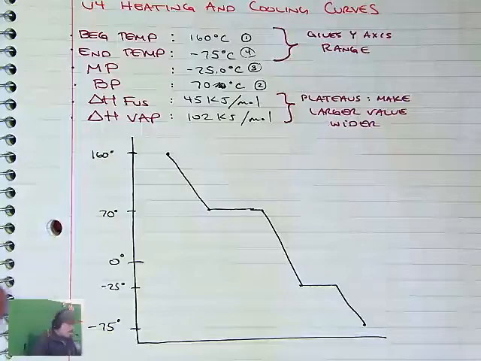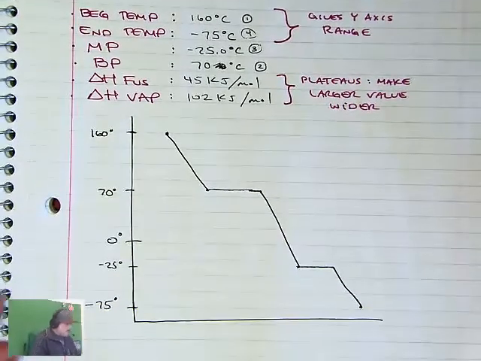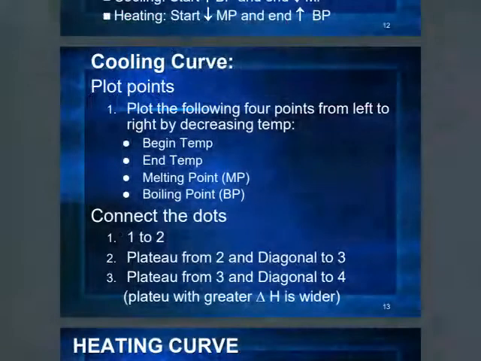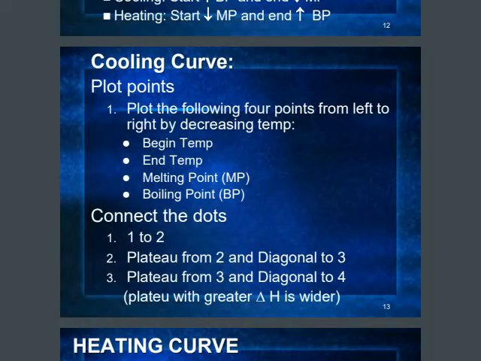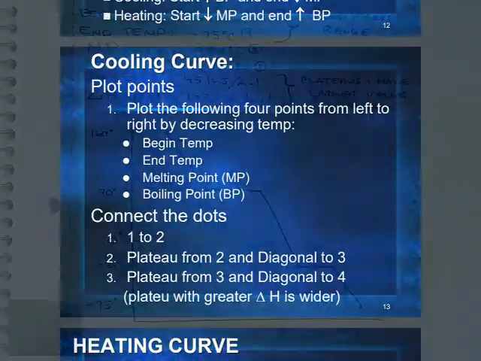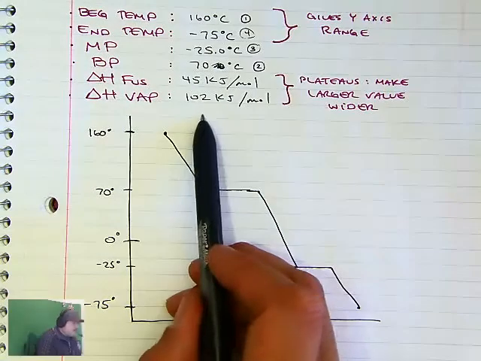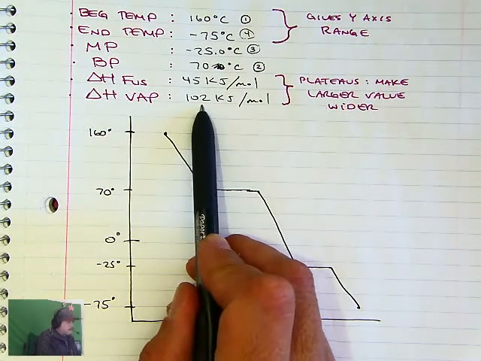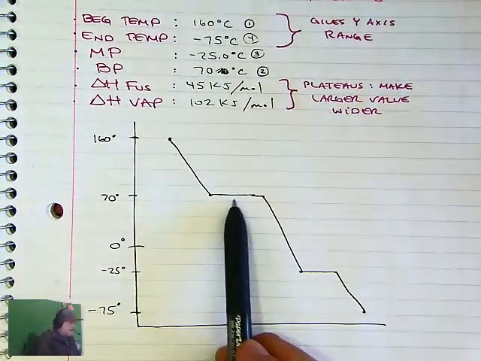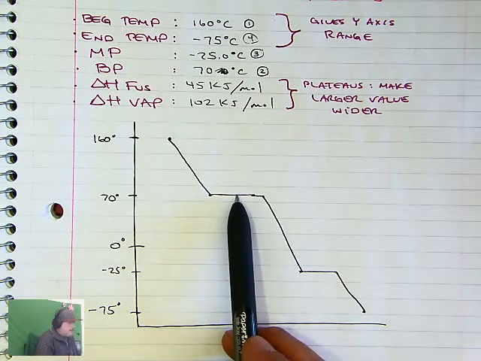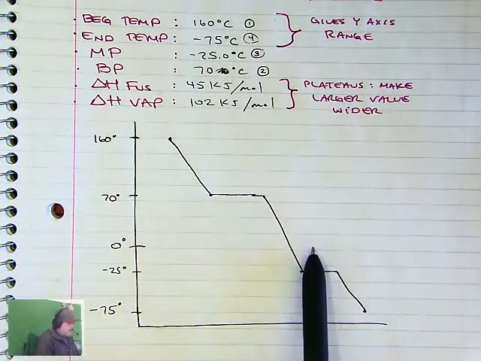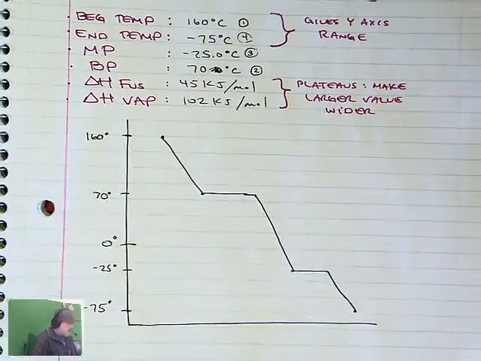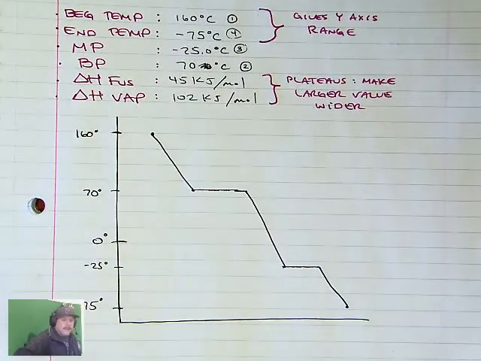Okay, so now I've plotted my points. I've drawn my line. So what do I do next? I go back to the set of notes. And then it says plateau from 2 to 3 and plateau from 3 to 4. We did that. And the plateau with greater delta H is wider. Okay. The vaporization plateau is wider because it has a bigger number. And the vaporization one, even though you're not familiar with it just yet, is going to be this plateau. The vaporization one is always the one that's warmer. But notice it is a little bit wider than this one. Okay, this is one of those things that we try to do. It's always not going to work out perfectly. Okay, but that's how it does work.